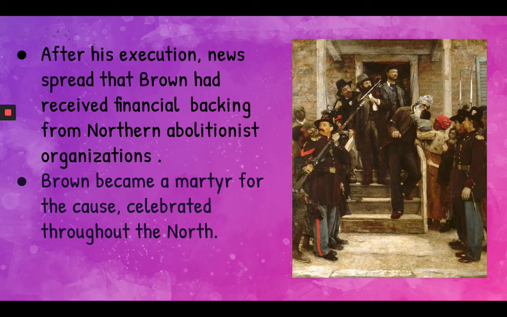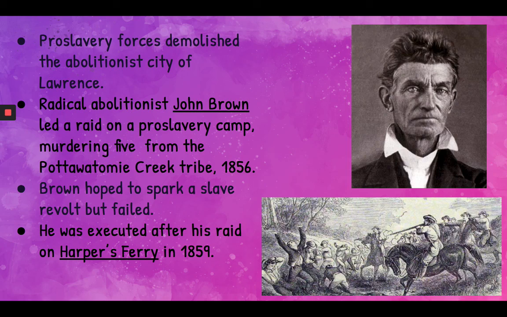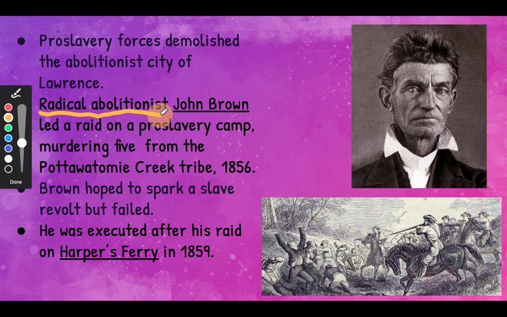to the question, who was John Brown and how did he make matters worse for Kansas? So here he is, John Brown. John Brown is a radical abolitionist, so unlike William Lloyd Garrison, who wrote about freeing the slaves in newspapers, John Brown was out doing something about it. And his first rise to fame was his raid on a pro-slavery camp, in which he murdered 5 people from the Potawatomi Native American tribe in 1856, and this was successful.